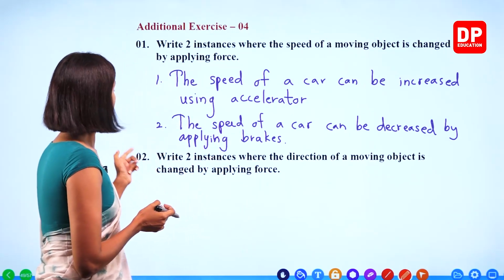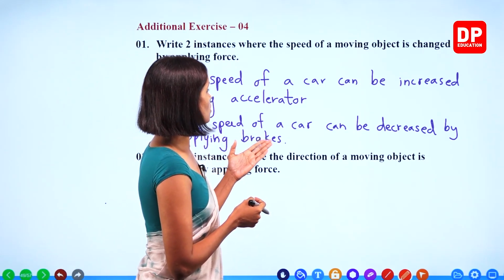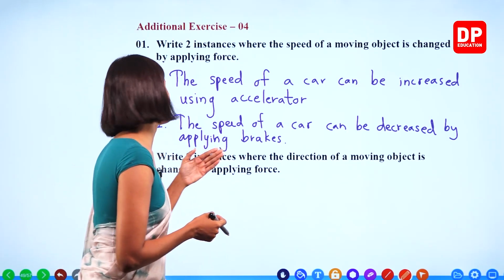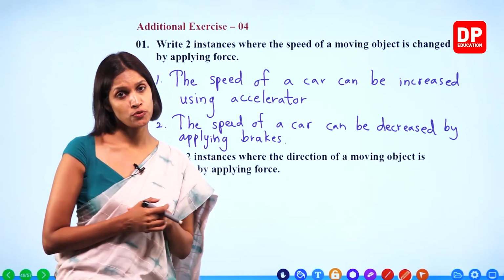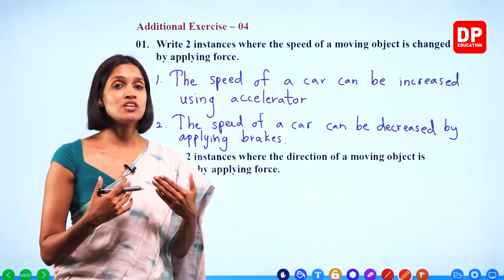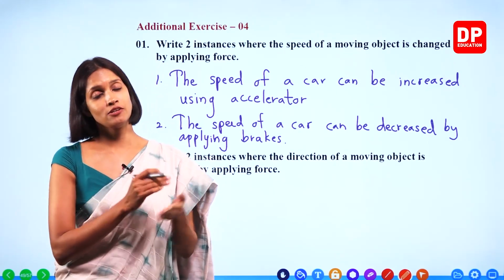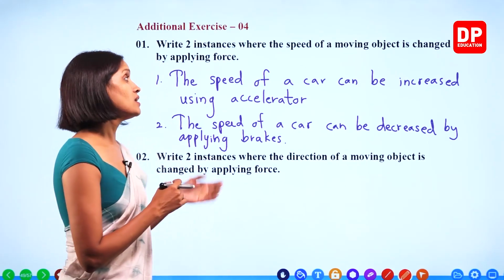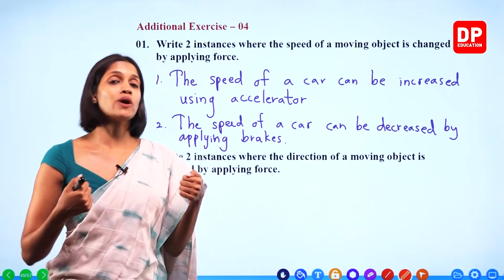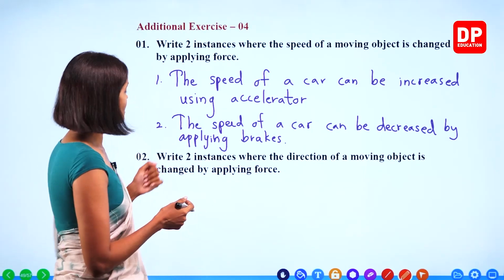Okay? Number 2. Write 2 instances where the direction of a moving object is changed by applying force. The direction of a moving object is changed by applying force. Right? The direction of a ball can be changed. In cricket, direction of a ball can be changed by batting, using the bat. Right? And earlier we learned that in tug of war, the 2 teams pull the ropes to either side and change the direction. Okay? We will write them.